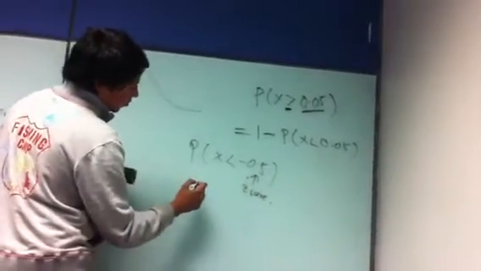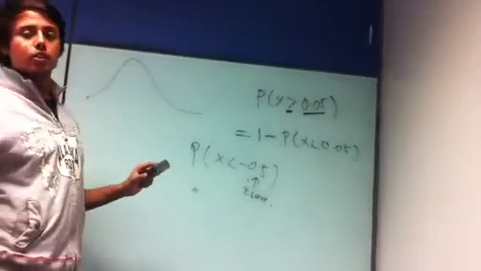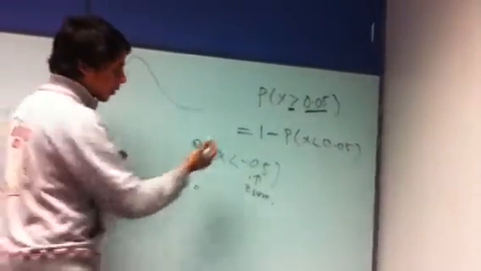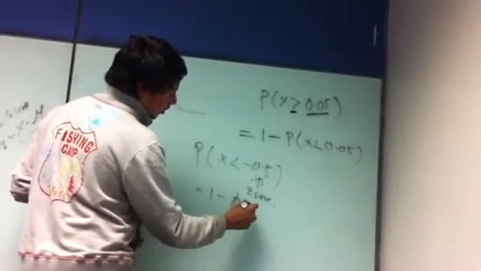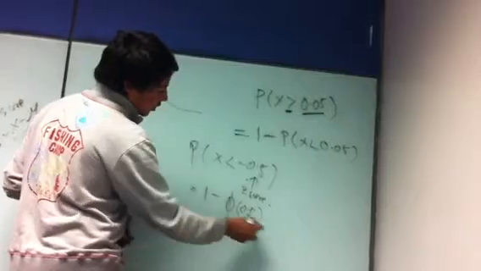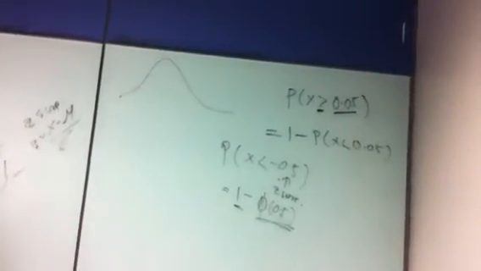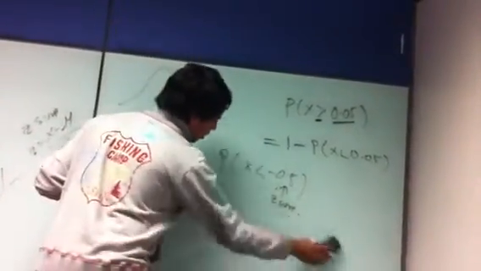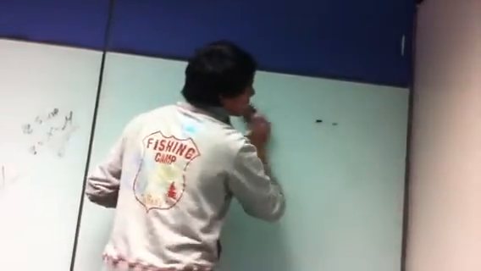you have the negative table, so you can look at the negative table, or you can do 1 minus phi of 0.5. You can look at the positive table and subtract it from 1. Both work. Okay? So let's go to the next problem. If it's greater than, you have to subtract it from 1.